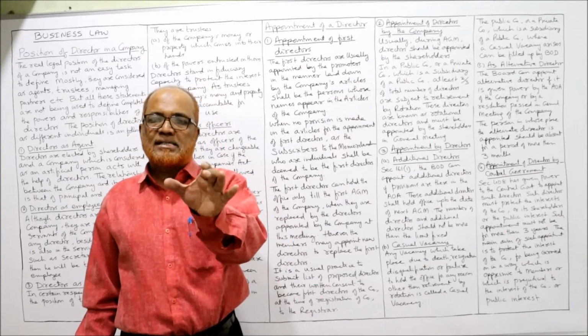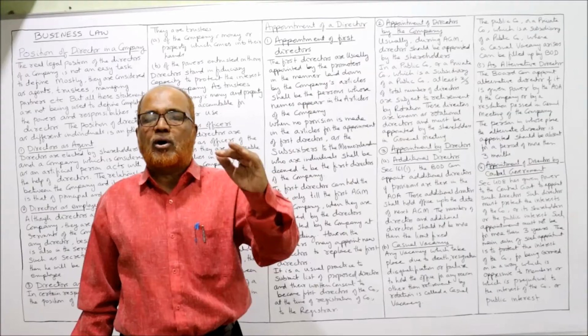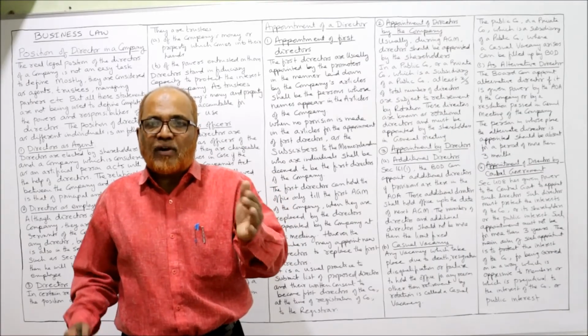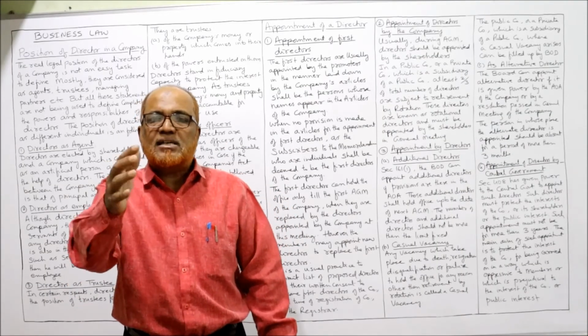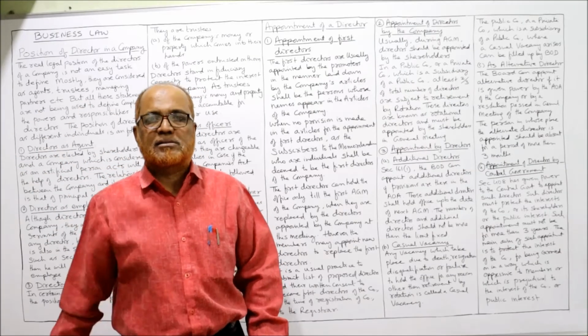For example, Mr. X is a director. He is not performing his functions due to ill health or any other reason. So for that purpose, the Board of Directors can appoint an alternate director in place of X.